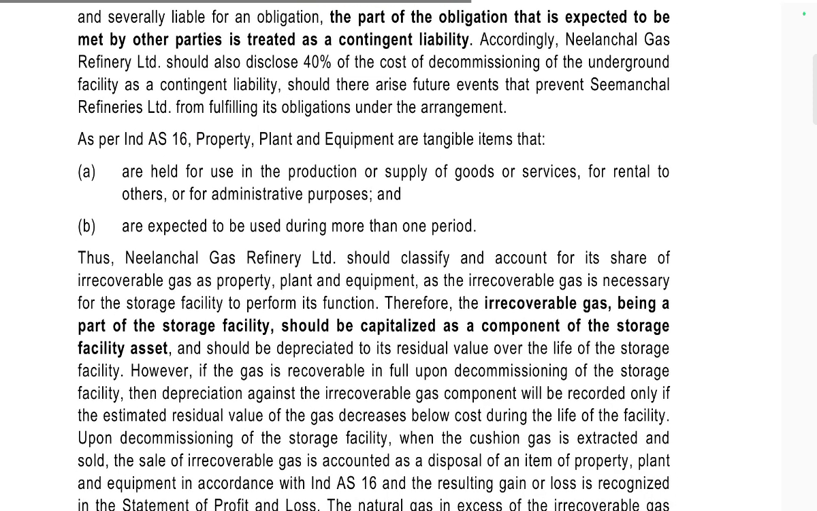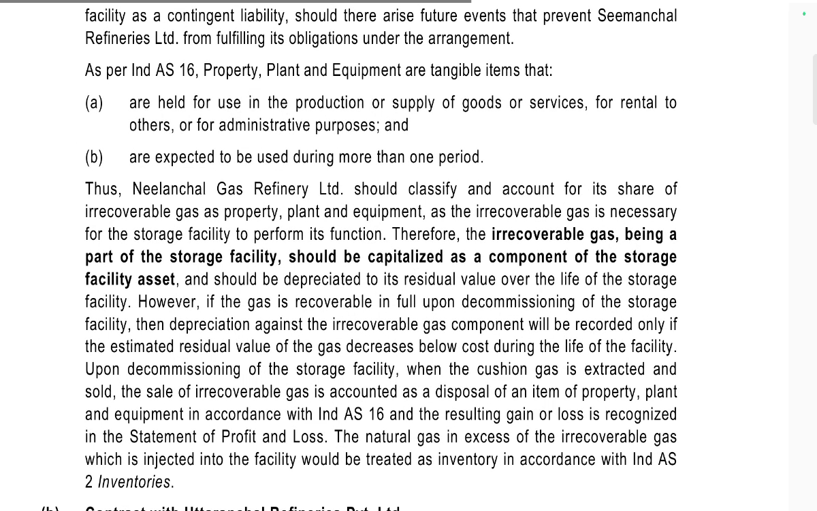As per Ind AS 16, property, plant and equipment are tangible items that are held for use in the production or supply of goods and services, for rental to others, or for administrative purposes, and are expected to be used during more than one period. Neelachal Gas Refineries should classify its share of the irrecoverable gas as property, plant and equipment, as the irrecoverable gas is necessary for the storage facility to perform its function. Therefore, the irrecoverable gas, being part of the storage facility, should be capitalized as a component of the storage facility.